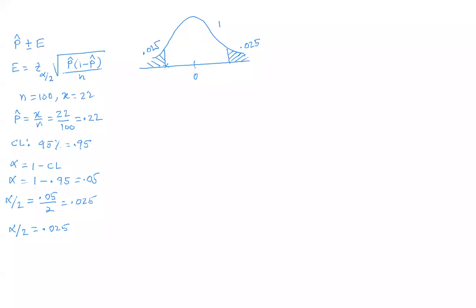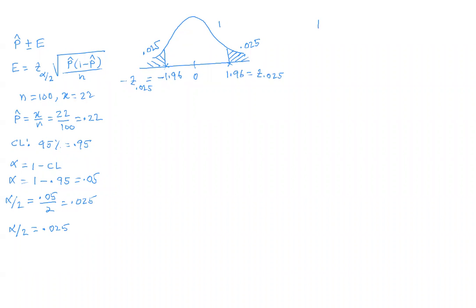Negative 1.96. That is negative z sub 0.025. And by symmetry, the right side is going to be positive 1.96, which is z sub 0.025. Now that you have these values, you can easily calculate the margin of error.